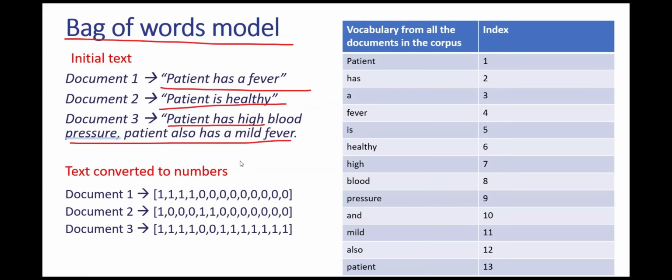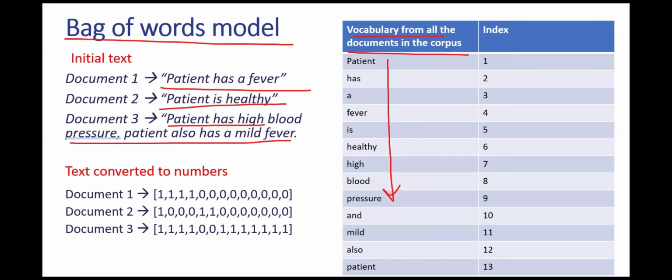Now, the first step in the bag of words model is to create a vocabulary. A vocabulary is essentially just a list of all of the unique words that appear across all of the documents. So in this case, the vocabulary contains 13 words: patient, has, a, fever, is, healthy, high, blood, pressure, and mild, also, and patient. In this case, patient appears multiple times.